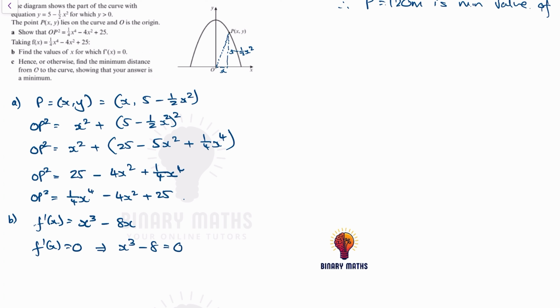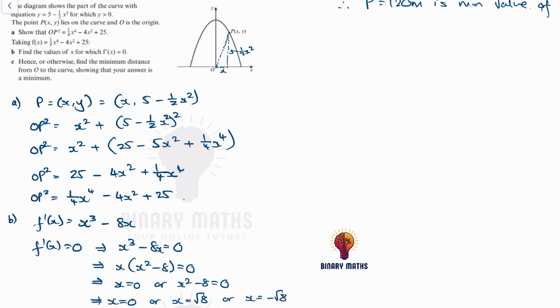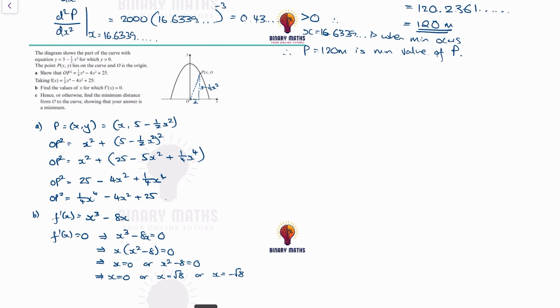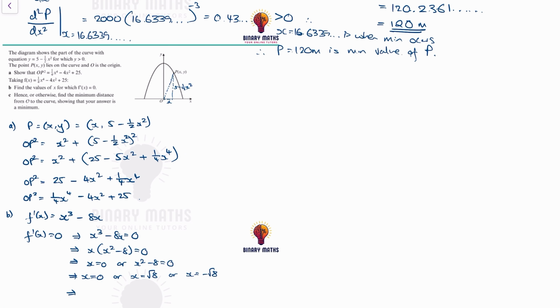So if f dash of x is equal to 0, it implies x cubed minus 8x is equal to 0, which implies x times x squared minus 8 is equal to 0, which implies x equals 0, or x squared minus 8 equals 0, which implies x equals 0, or x equals square root of 8, or x equals negative square root of 8. Okay, if you want to simplify even more, you can rewrite that as x equals 0, x equals 2 root 2, or x equals negative 2 root 2.